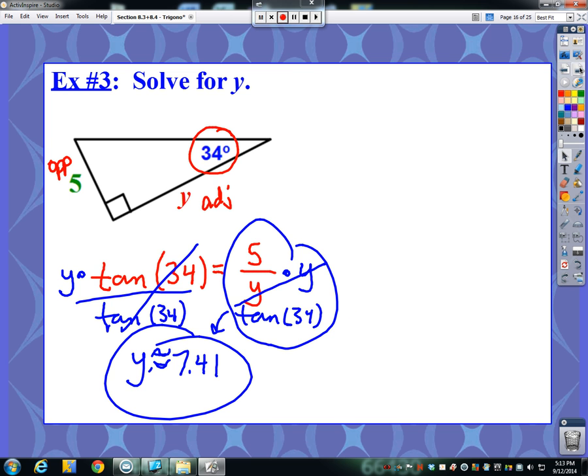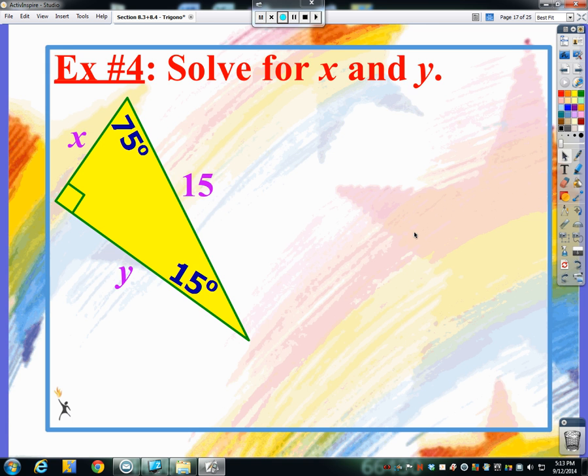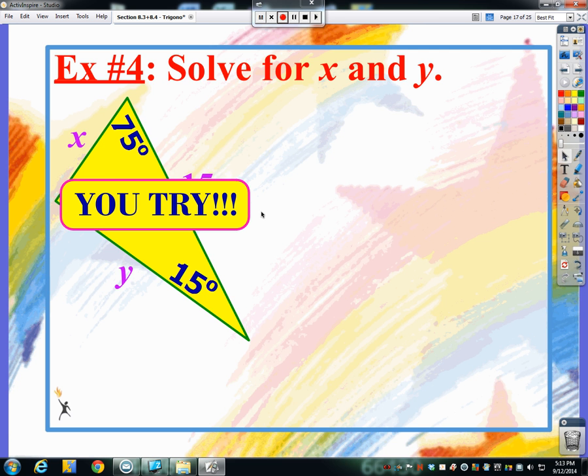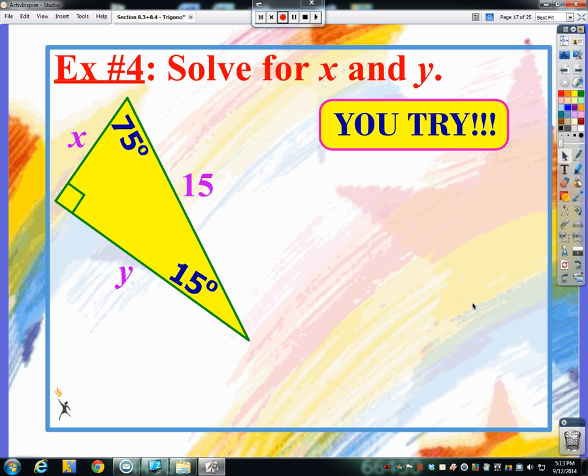Now, the last 2 problems. The last 2. We're going to switch that up here. I want you guys to try these out. Now, example 4, there's 2 sides you're going to have to figure out, x and y, which means that if there's 2 sides, you're going to have to do 2 problems. Okay? So you're going to have to set up 2 different trig ratios.